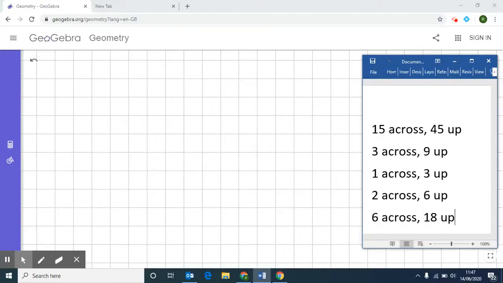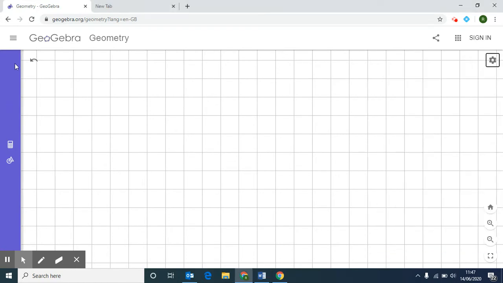What I'm now going to do is show you how all of these different journeys which share this ratio that we had from the beginning are going to create the same steepness of line. I'm going to use this one to start my drawing off, because the 15 across 45 up one is going to be hard for you to see. I'd need squares that are too small. So I'm going to do 3 across 9 up.